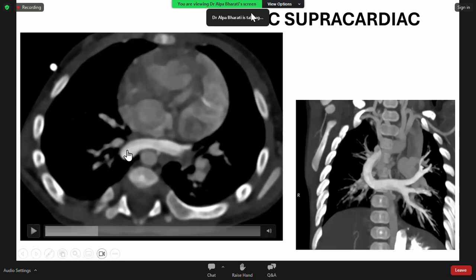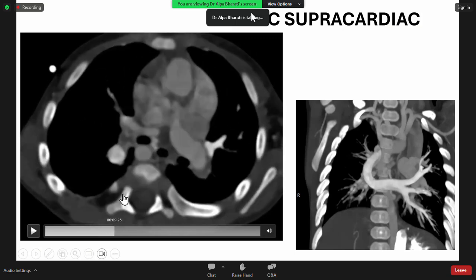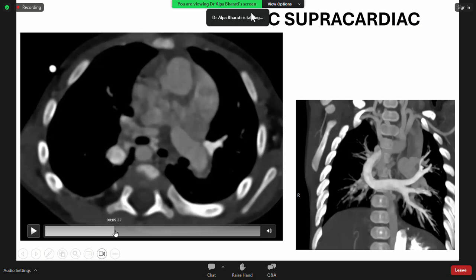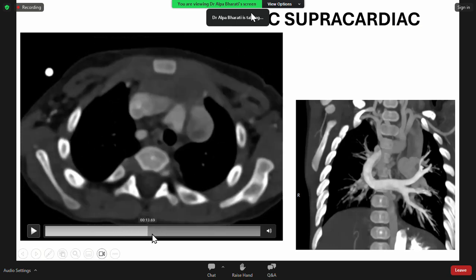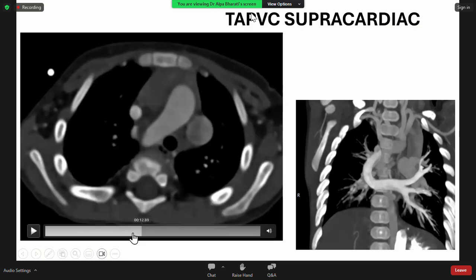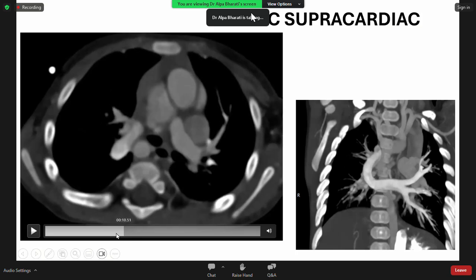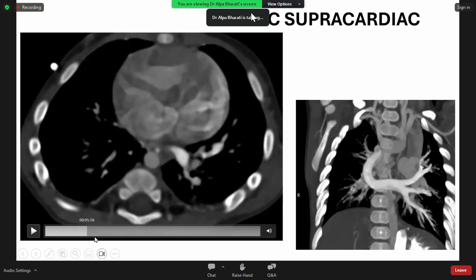Okay, and then it continues further as a vertical vein or a common vein. It can go superiorly or it can go inferiorly depending on supracardiac or infracardiac TAPVC. So this is the common channel vertical vein, which is going superiorly and then draining into the innominate vein. And then there is a left-sided SVC, which is draining into the left-sided morphological right atrium. Okay, so this is a case of TAPVC.